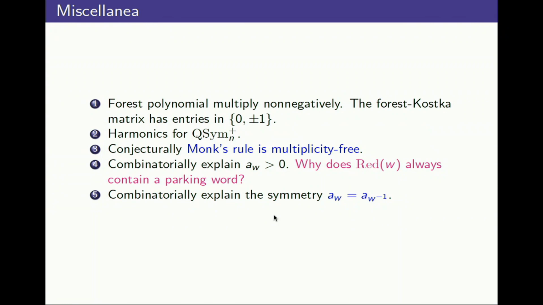And that comes from another formula for the A sub w's. The problem with that formula is it's a sum of rational numbers. So it's positive because it's a sum of positive rationals, but that doesn't tell you it's integral. So I have non-negative integral or positive rational. And I'd like to have some combinatorial explanation for why it's strictly positive.